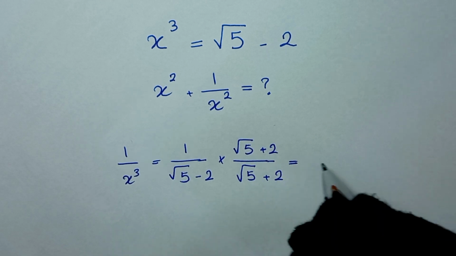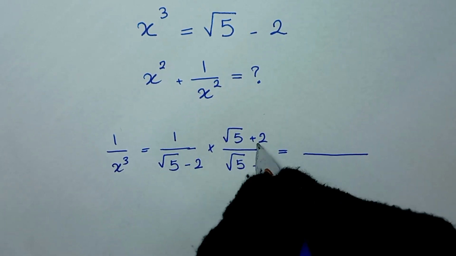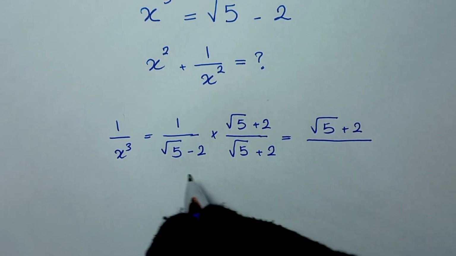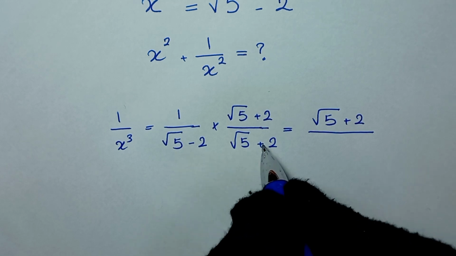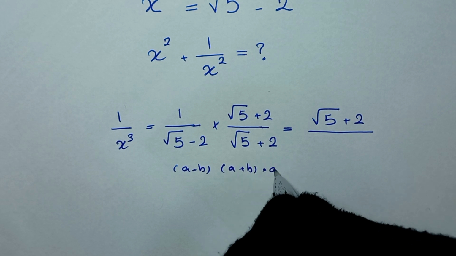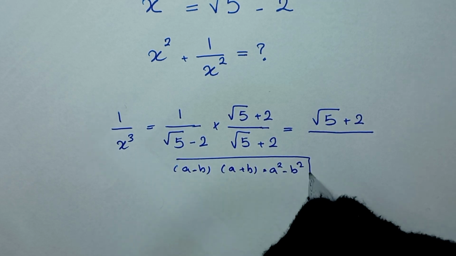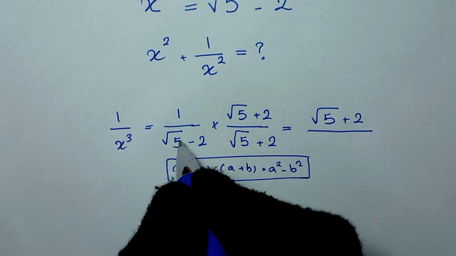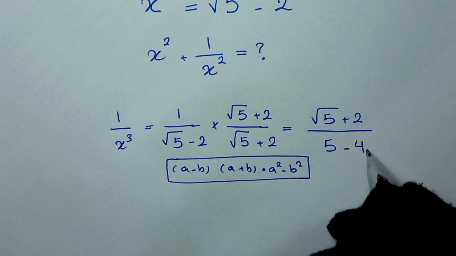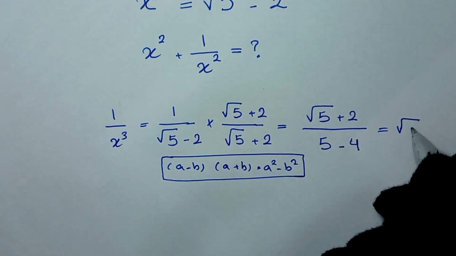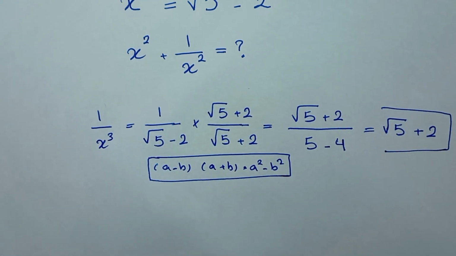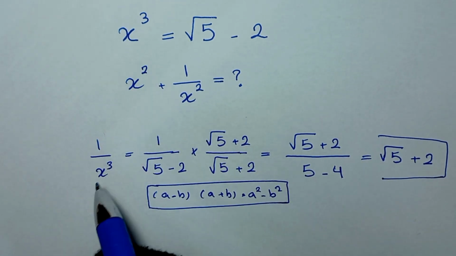So it will be 1 times this, which is square root of 5 plus 2. And in here, this times this is in the form of a minus b times a plus b, right? And it will be a squared minus b squared, right? So it will be square root of 5 squared, which is 5, minus 2 squared, which is 4. And this is equal to square root of 5 plus 2, right? So we have the value of x cubed and 1 over x cubed, right?